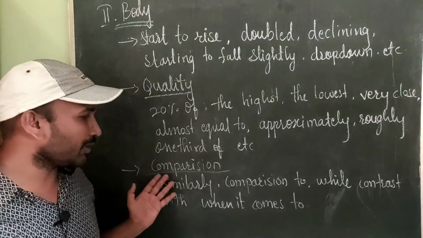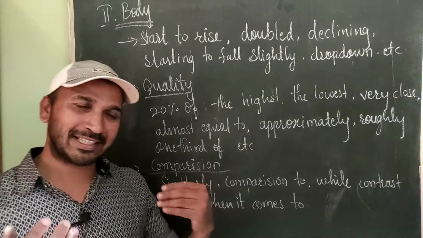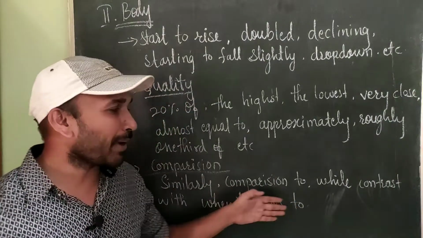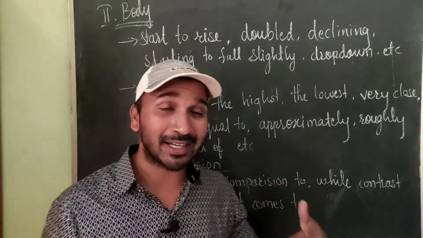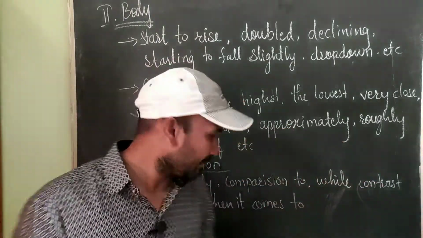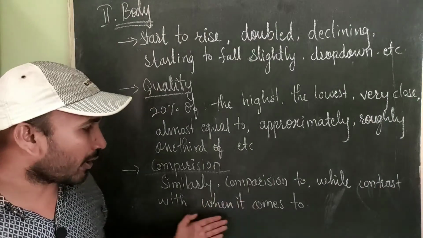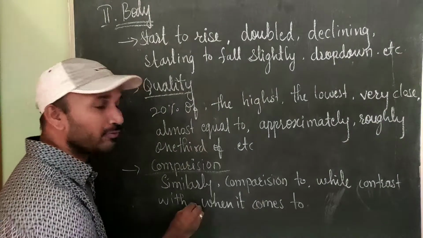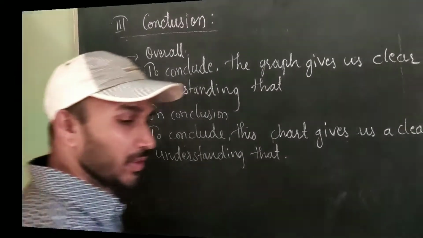And what about the comparison? How can we compare? If two things are similar, we can say similarly, or in comparison to this and that. Contrast means it is opposite in direction, like "in contrast with" or "when it comes to". We have to use this type of words while writing the body of our paragraph.